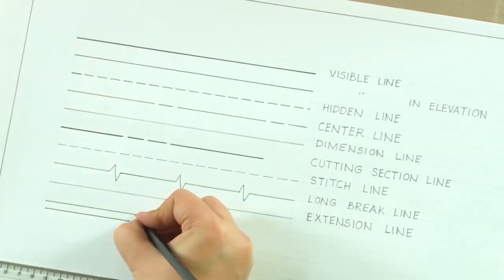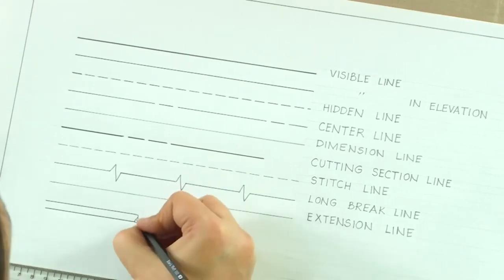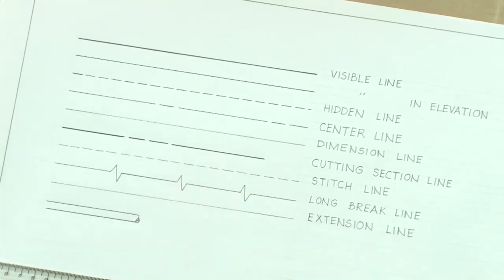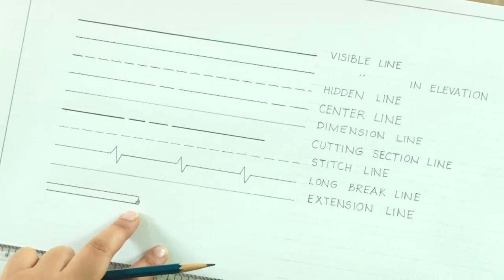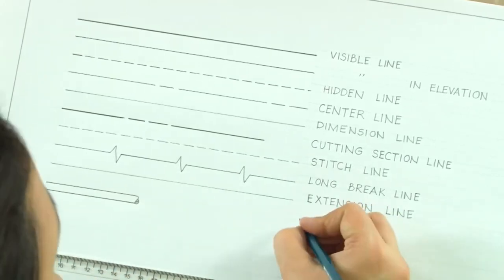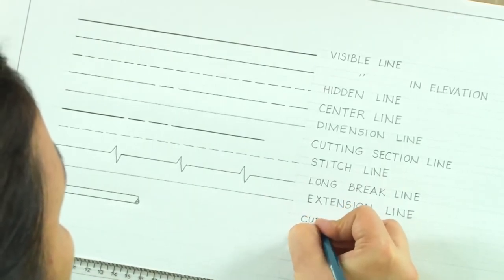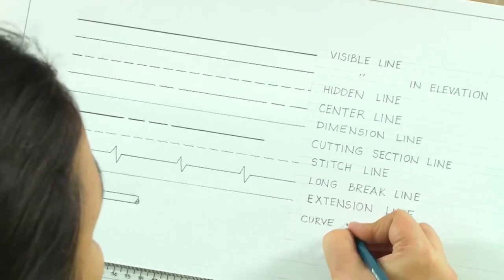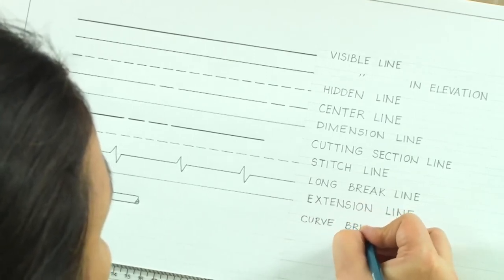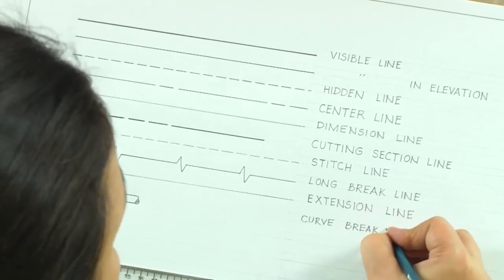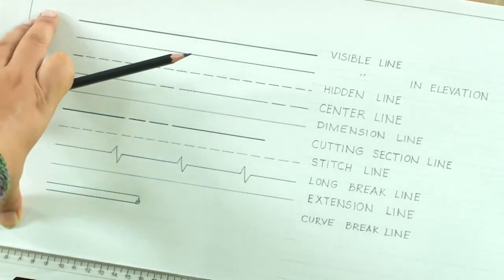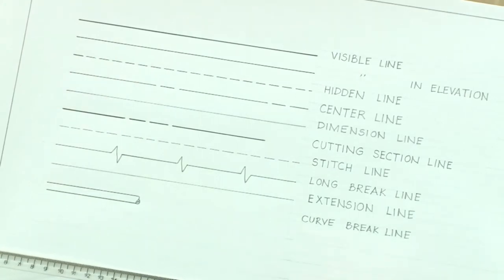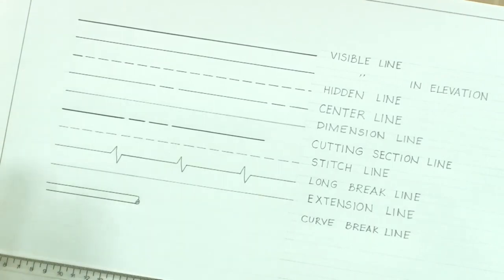And at the cut end, we will draw a curved part like this, and it is then hashed. This is the break line. This is the standard for showing a break line for the curve. So we can write it as the curve break line. So these are some of the most common lines which we will be using. There is another one which is called the phantom line, which we will see in the object.